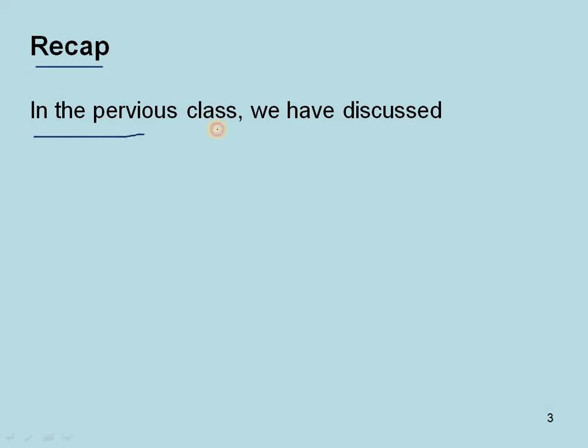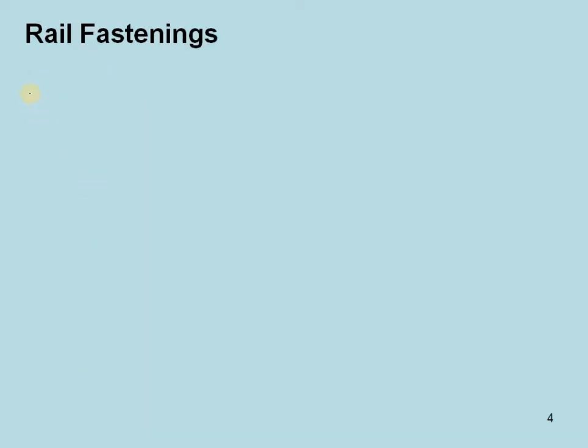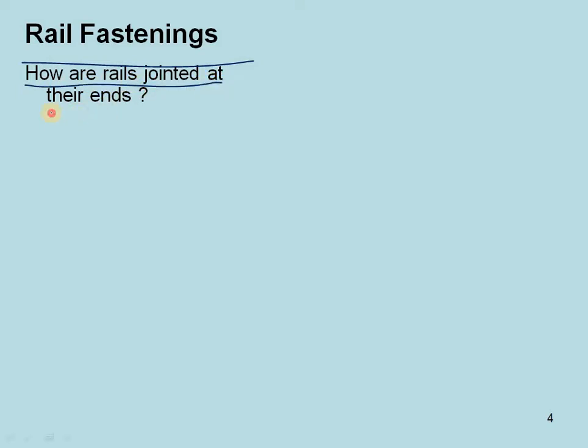To recap, in the previous class we discussed cast iron sleepers, sleeper density, concrete sleepers, and rail fastenings. What are rail fastenings? In this class we are going to learn about fixtures and fastenings. Why are these fixtures and fastenings used in sleepers? How are the rails jointed at their ends?